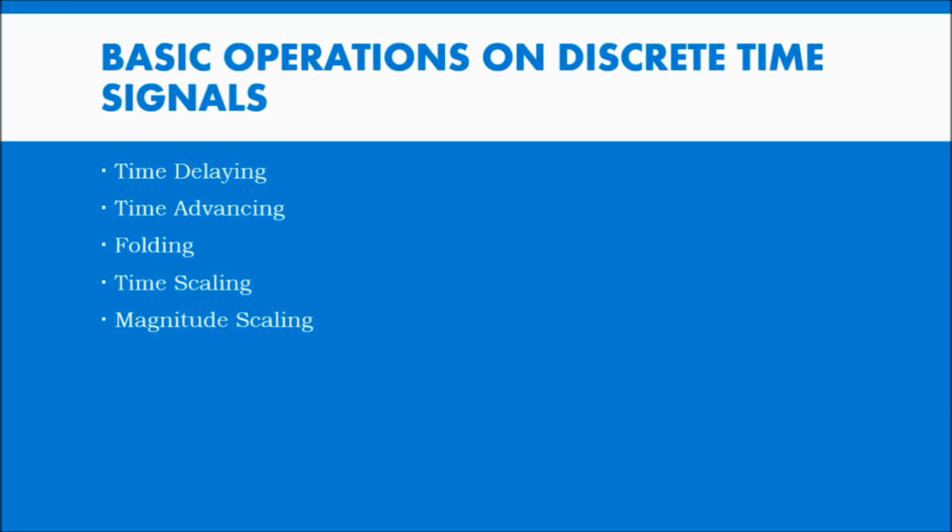Basic operations on discrete time signals means how to operate on the discrete time signals. So there are operations like time delaying, time advancing, folding, time scaling, and scaling. So we'll see one by one, starting with time delay.